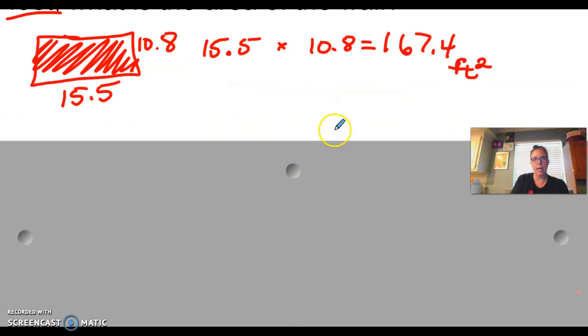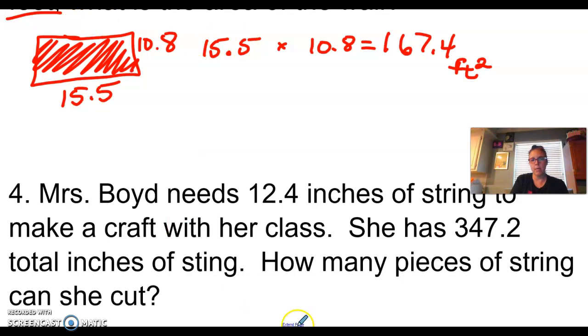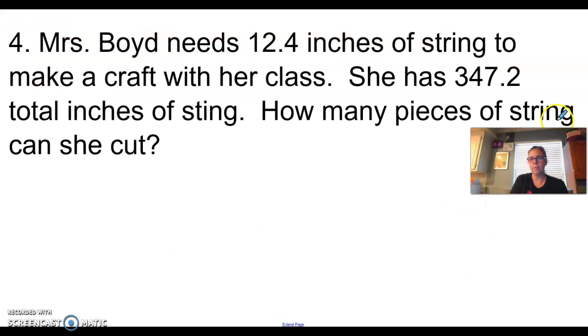All right, last one. Okay, let me get rid of that little thing so I can make this bigger. Oh, it won't let me go up. There we go. All right, so Mrs. Boyd needs 12.4 inches of string to make a craft with her class. She has 347.2 total inches of string. Oh, it says sting. That should be an R. String. How many pieces of string can she cut? So she needs 12.4 inches. She has 347.2. So that's my total.